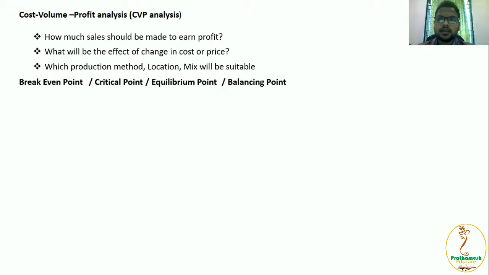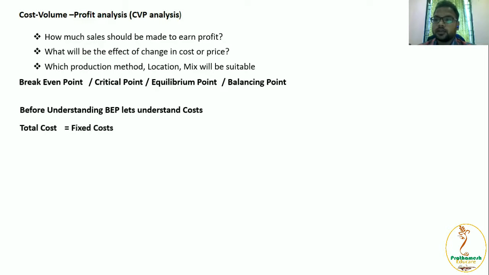Before understanding the break-even point, let us understand the costs. What are the costs involved in a production unit? There are basically two types of costs. One is fixed cost, another one is variable cost. If we add both of them, then we'll get total cost. So total cost equals fixed cost plus variable cost.